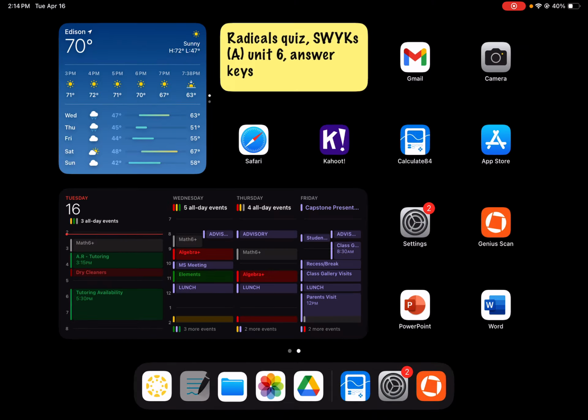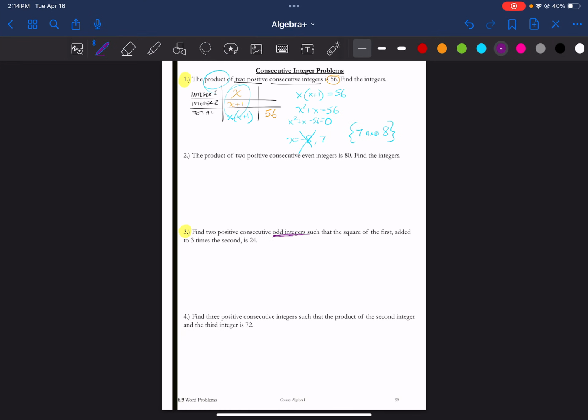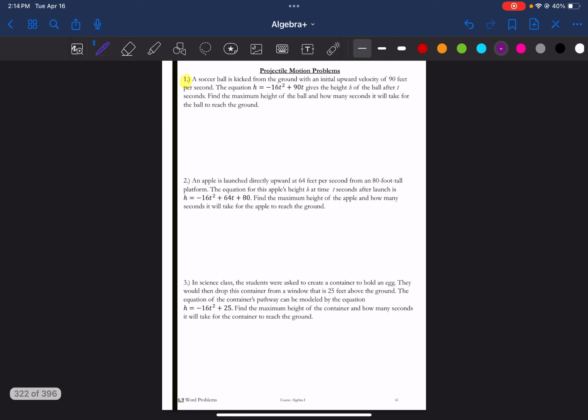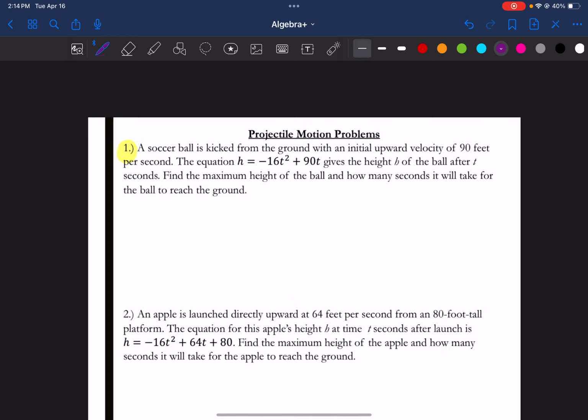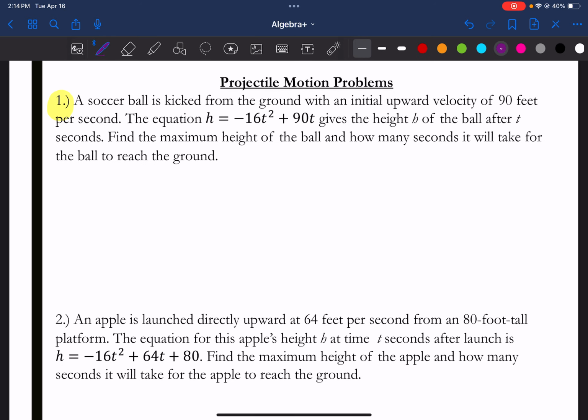The last category, so we did area problems, we did consecutive integer problems, it's called projectile motion problems. Yes, things that you literally send across the room or up or whatever the case is, right? This has a lot to do with physics. So let's see this. It says a soccer ball is kicked from the ground, right? So if we're thinking about this visually, it's kicked from the ground, it's kicked up with the velocity going upward. For a second, it hits the maximum part and then it goes back down, right?